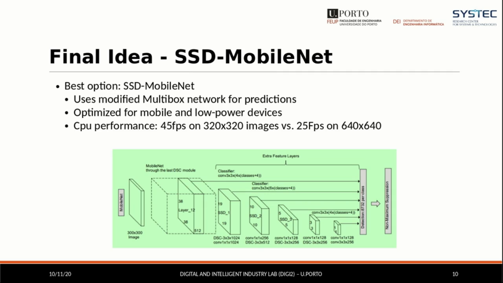Mobilenet shows great results running only on low-power CPUs. For example, SSD with a Mobilenet predictor can achieve 45 FPS on images with 320 by 320 resolution and about 25 FPS on 640 by 640 images. And the accuracy is also very good for this particular application where we don't need incredibly tight bounding boxes.